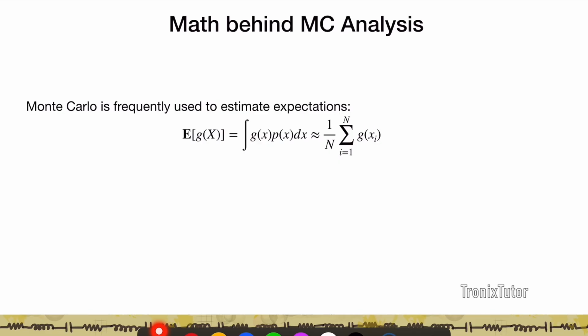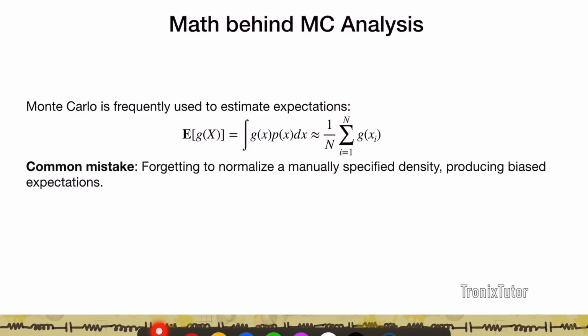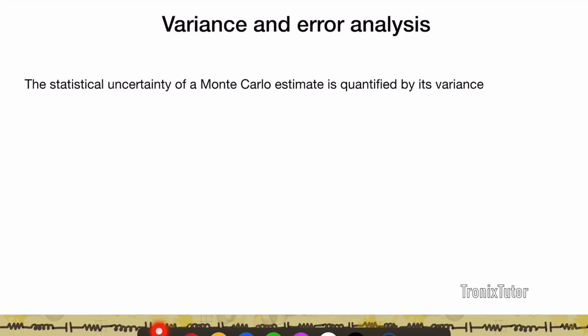Now, Monte Carlo is used to estimate the expectations, and the expectation of a function, which depends on the random variable, is basically estimated by taking the average over a large number of samples. And you just need to make sure that when you're doing this, you're normalizing it using the right normalized probability distribution, else you'll end up creating biased expectations.